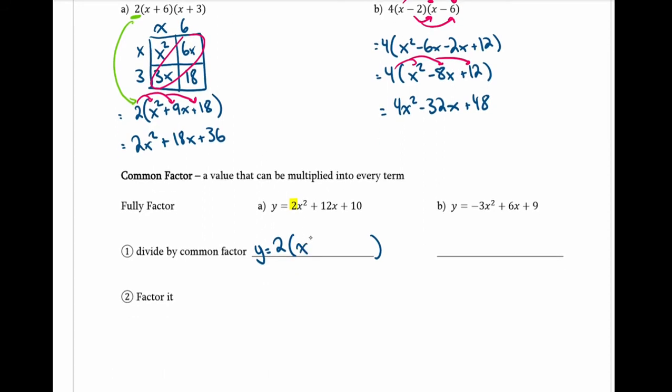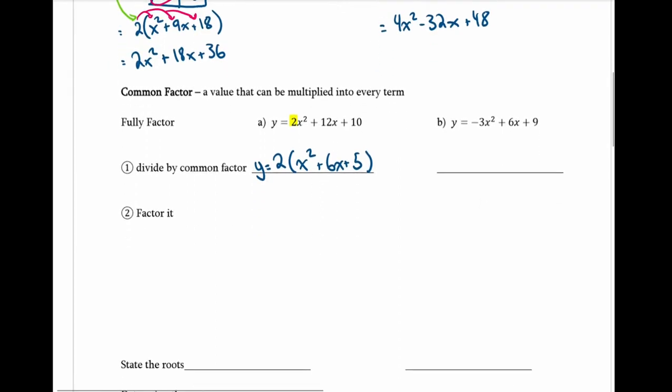So 2x squared divided by 2 is x squared. 12x divided by 2 is 6x. 10 divided by 2 is 5. So when I divide out my common factor, this is what I end up with. Now I can factor it.